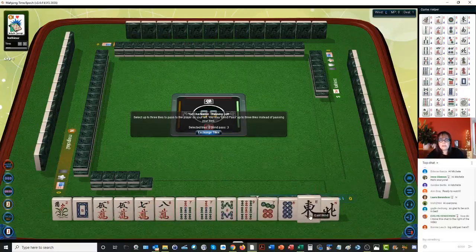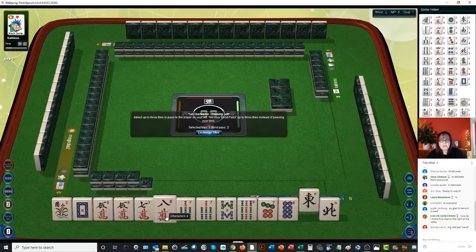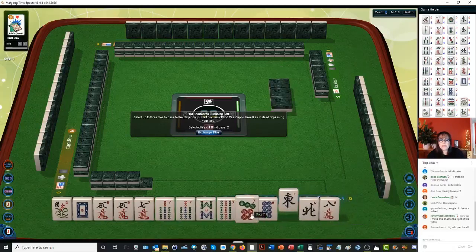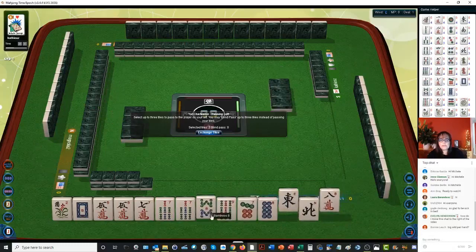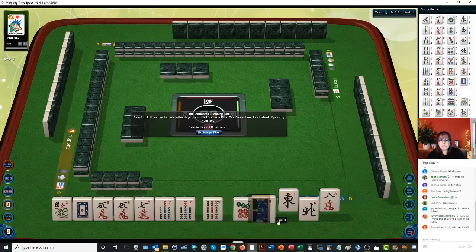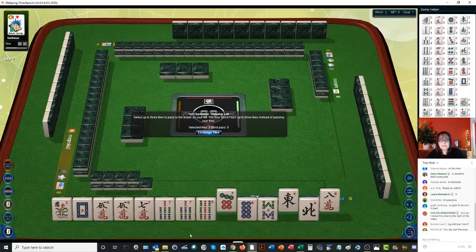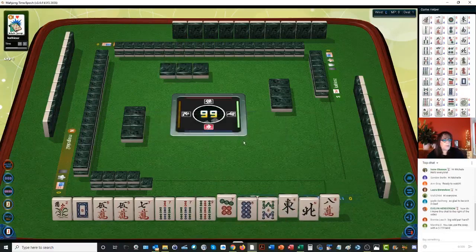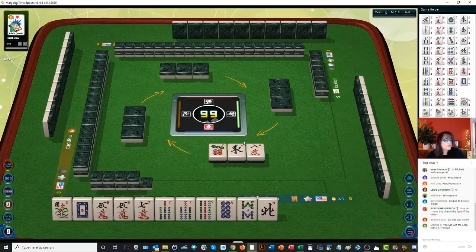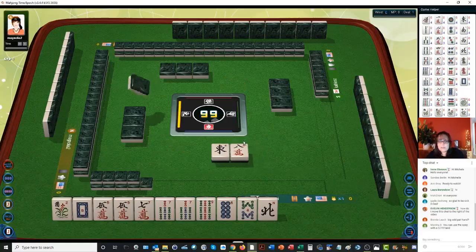5, 7, 7, 9. 5, 7, 7, 9 potential here. So let's go ahead and pass on consecutive, and we'll go with odds. Oh, I don't want to pass two 8s. Let's give up on the 7 dot. Okay, here we go. Yes, you can use the soap with 5, 7, 9.